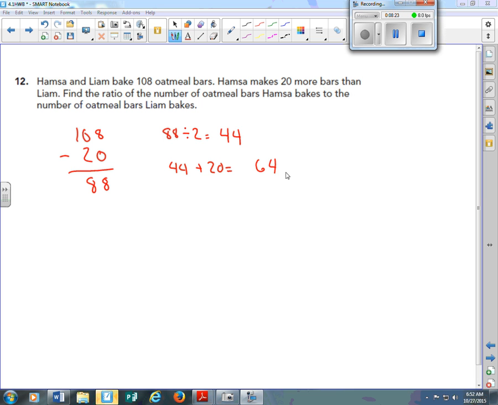Therefore, if we're doing Hamza, this is Hamza, and Liam, this would be Liam, again, I'm going to go back, Hamza to Liam, so that even though it's a weird fraction, it's going to be 64 for Hamza over Liam, which is 44. Probably capitalize this person. Mrs. Walsh will not be happy. There we go. Now we need to reduce both of them, so I would divide by 4, and I get 16/11 as our ratio.